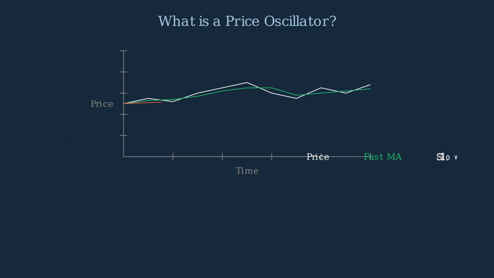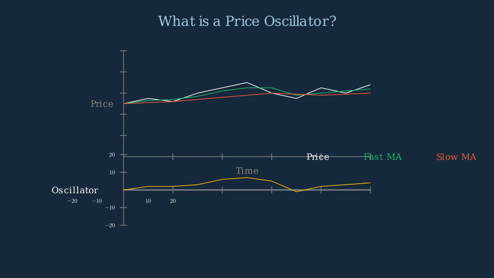The price oscillator uses two moving averages with different periods, typically a faster and a slower moving average. It is calculated as the difference between these two moving averages, creating a new indicator that oscillates above and below zero. When the oscillator moves above zero, it indicates that the faster moving average is above the slower moving average, suggesting bullish momentum. Conversely, when the oscillator moves below zero, it suggests that the faster moving average is below the slower one, indicating bearish momentum. Traders use price oscillators to identify overbought and oversold conditions in the market.